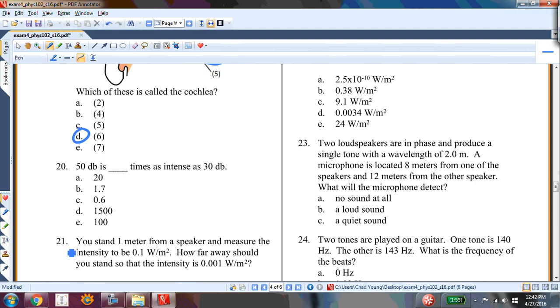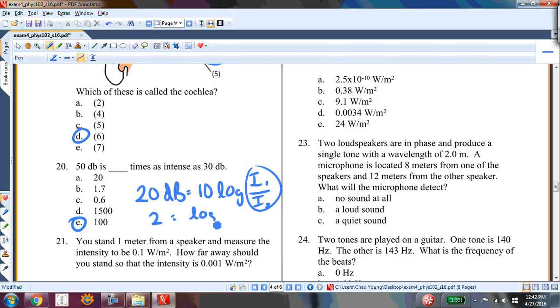50 decibels is how many times as intense as 30 decibels? Well, if it's 20 decibels more, that means it's 100 times as intense. So we can think about it there. If I have 20 decibels difference, 20 dB is 10 log of I1 over I2, and I want to know the ratio of these. So I have 20 divided by 10 is 2 equals log I over I. And I do 10 to the this, and I get my ratio as 100. So E is the right answer.